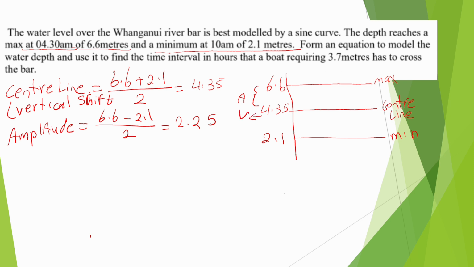Now we need to find the period, so we need to go back and see when the maximum and the minimum happen. So here you've got the maximum happens at 4.5. The x-axis is hours after midnight. So that's 4.5, and I mark it here, it's up to you, and 10 a.m.